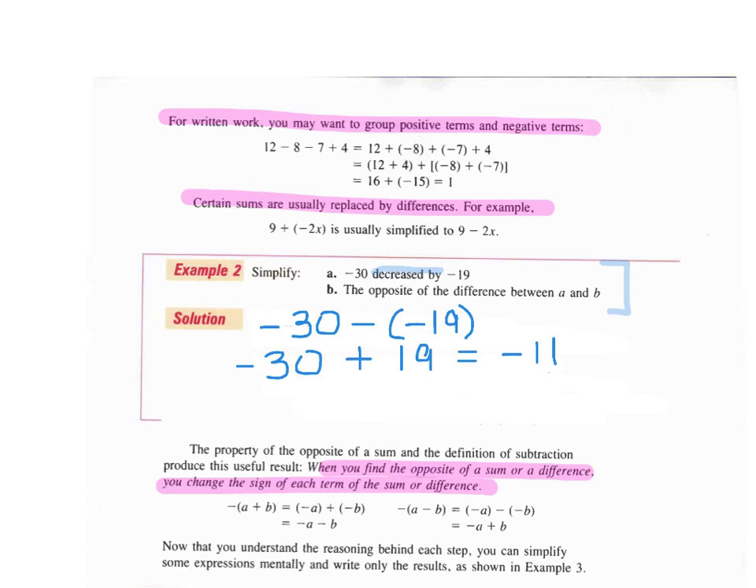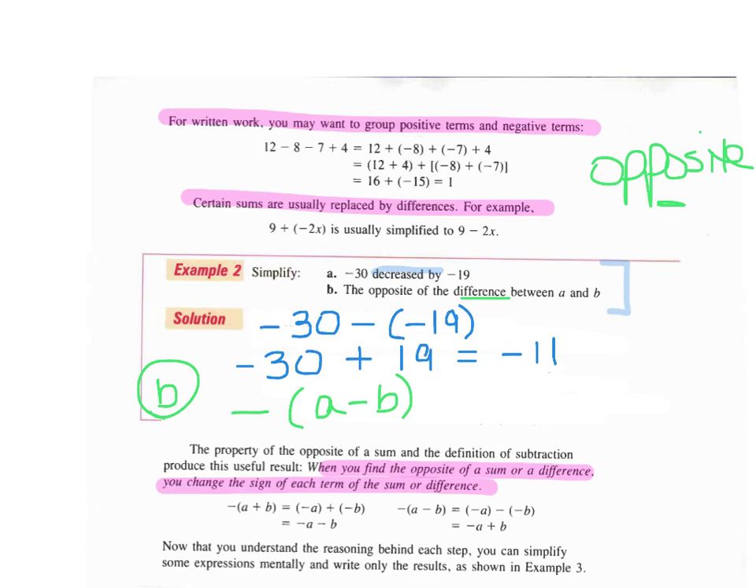Now, again, we saw the opposite of a number, or the opposite of a difference or a sum. Remember the word opposite? You can represent it as a negative sign. So to represent the opposite of the difference between A and B, remember the word difference also means subtraction. So to write part B, I'm going to do the opposite of the difference between A and B.